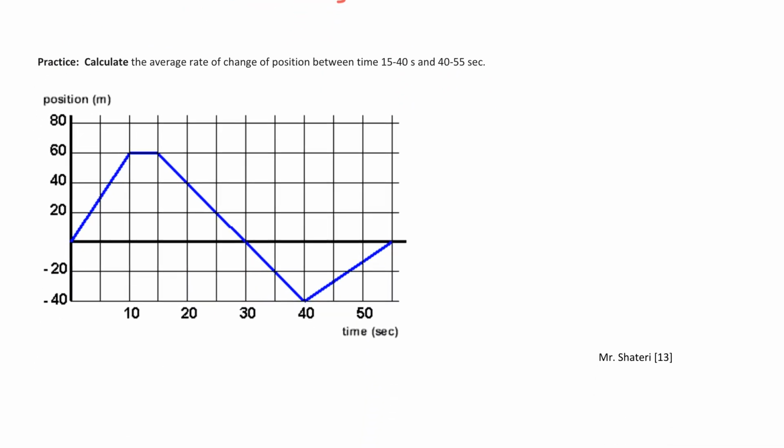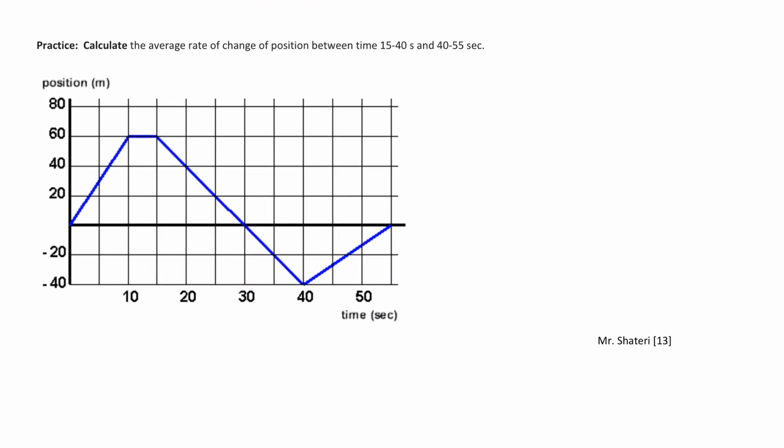Let's move on to another example here. In this case, calculate the average rate of change of position between time 15 and 40 and 40 and 55. So we're given 2 points in both cases, so that's going to calculate the average rate of change and not the instantaneous. For the first one, between 15 and 40, so 15 is here, 40 is here, the average rate of change is basically the slope between those 2 points.